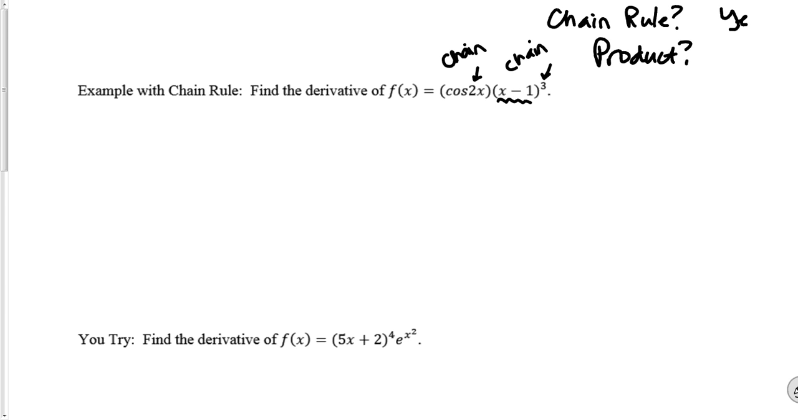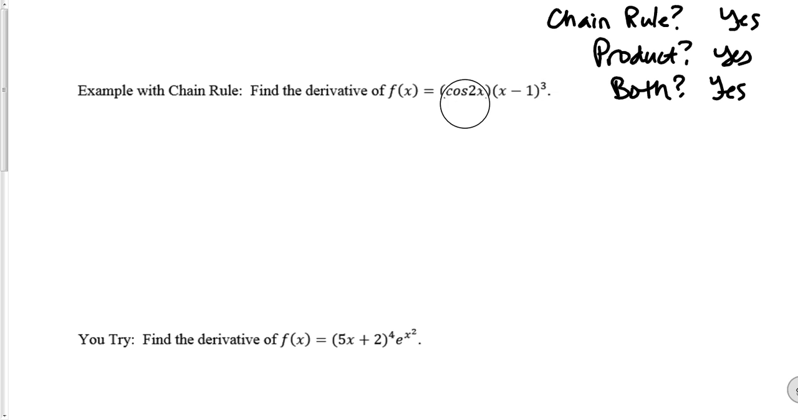So I have a yes to my chain rule. I have a yes to my product rule. So the question is, do I have both? And I have a yes. So I've got to be a little more organized in what I do with this one. What we're going to do is start with our chain rule, our product rule. And so I start immediately with the first. I should probably write down that I'm taking the derivative.